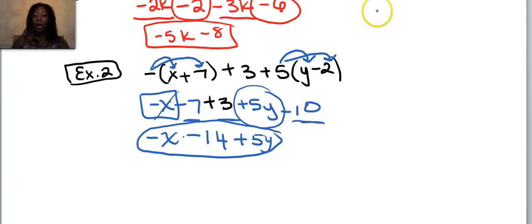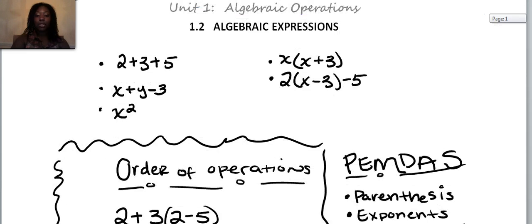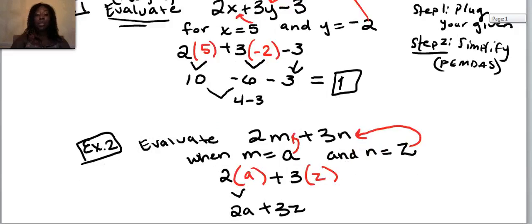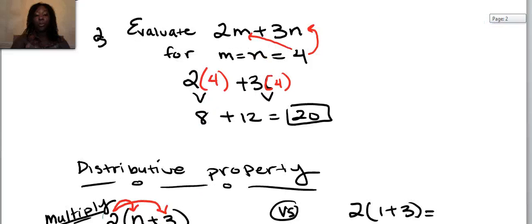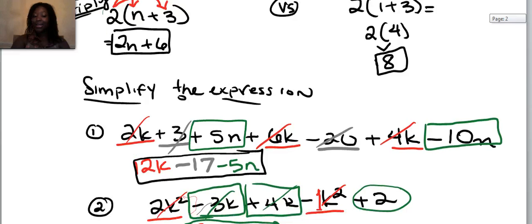We talked about a lot of things in this section. We talked about algebraic expressions. We talked about order of operations. We talked about the distributive property. We evaluated and talked about the distributive properties.